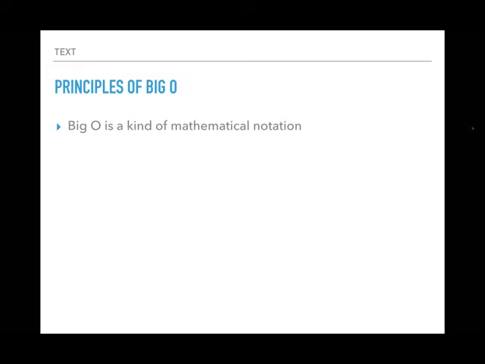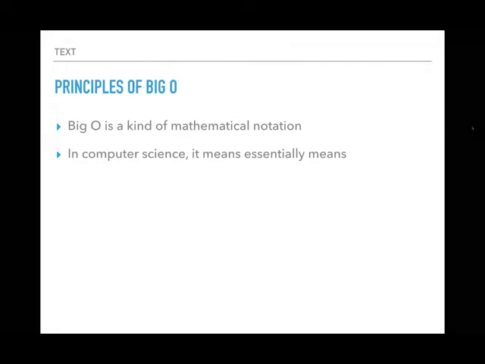So let's talk about big O. Big O is a kind of mathematical notation. What that means is it's used primarily in mathematics, but it's also used in computer science. It's used slightly differently in the two contexts. Computer scientists tend to be a bit more loose with the way they use big O. Technically, in mathematics, big O connotes something quite different than it does in computer science.